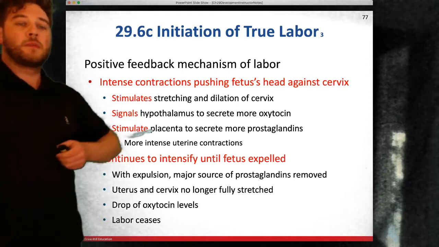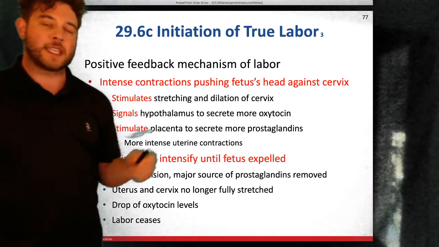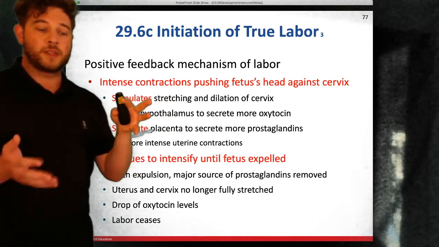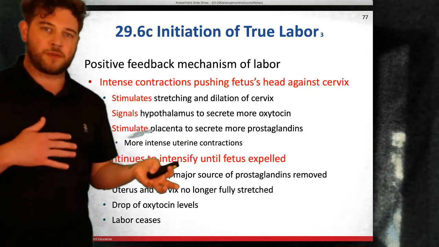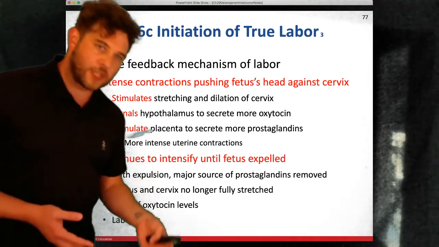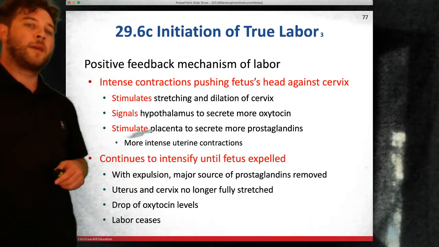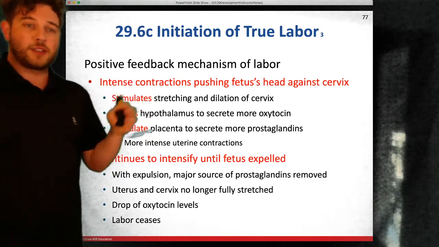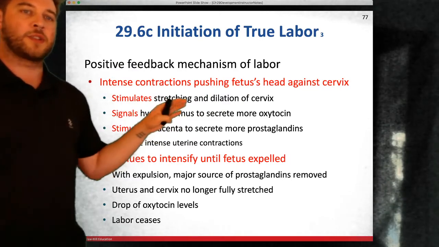Okay, true labor is a positive feedback mechanism. The intense contractions push the fetus's head against the cervix. So the position of the fetus is also very important, and what will tend to happen is that as the fetus is preparing for birth in those last few months, it will start to flip and move its position so that way its head is up against the cervix, hopefully. Not always, but hopefully. So assuming that the fetus is in the proper position, as the uterus is contracting, it's pushing the fetus's head up against the cervix, which stimulates that to stretch and dilate.